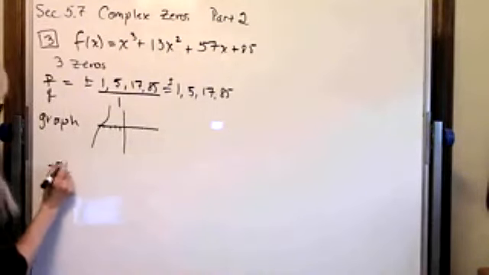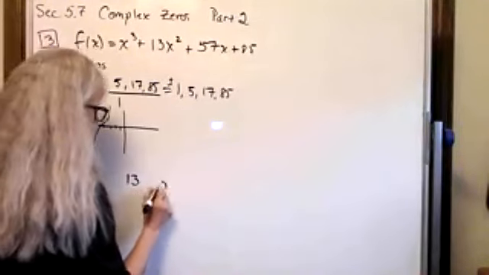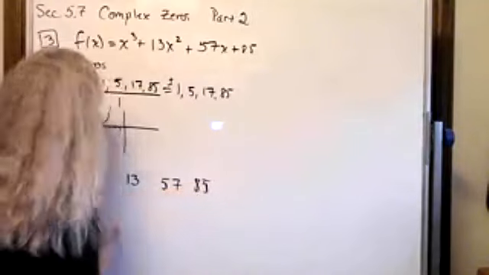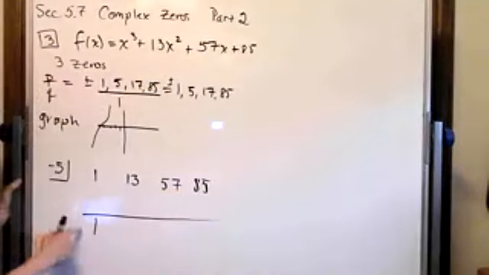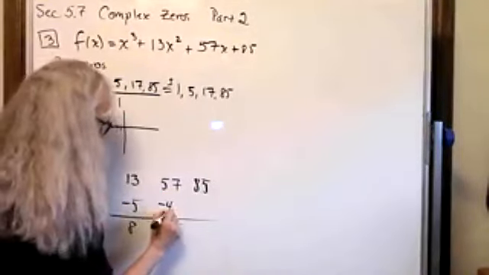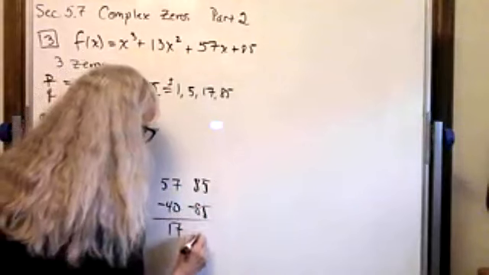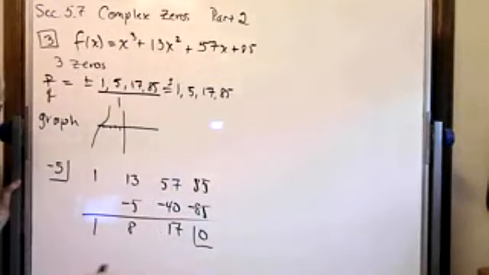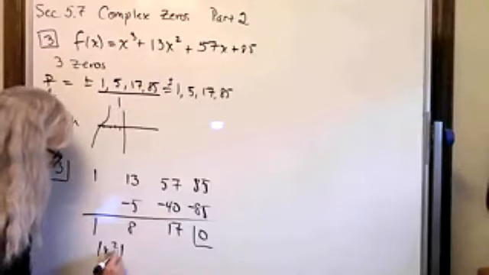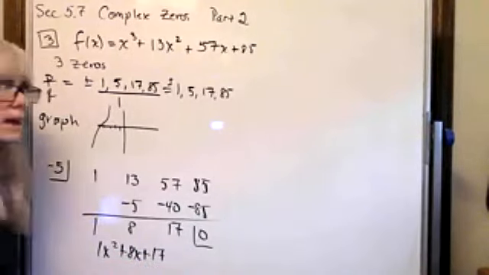So -5. And then we're going to have our 1, our 13, 57, and 85. We'll bring down the 1, multiplying, remember, -5. Adding that column is going to give us 8. Multiplying gives me -40. Adding that column gives me 17. And 17 times the -5 is -85, which gives us 0. So sure enough, it worked. This is our proof down here. Yes, indeed, that is 0. Well, what's left in terms of the 1, the 8, and the 17? Well, this is a 1x squared plus 8x plus 17. So now we need to factor that guy.